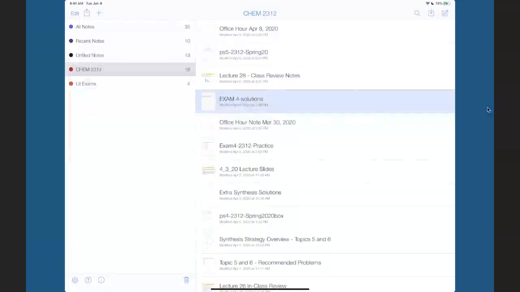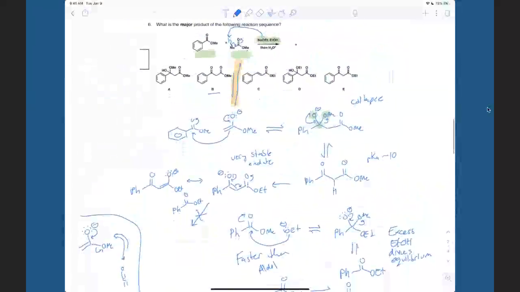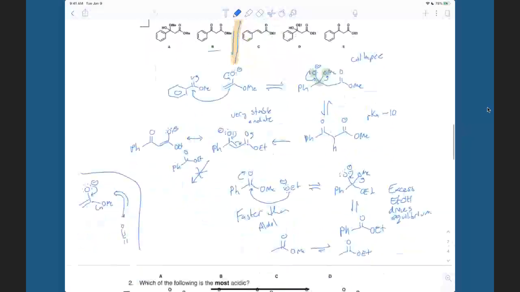Let's revisit 6. Where are you, 6? Okay, so there's two things going on at once. So did you follow the transesterification? This was sort of a side conversation. Was this fairly clear? Okay, so this is going to happen first, and we're going to switch everything to ethyls. So I'm just going to go ahead and switch these to ethyls so that we don't have this happening again.